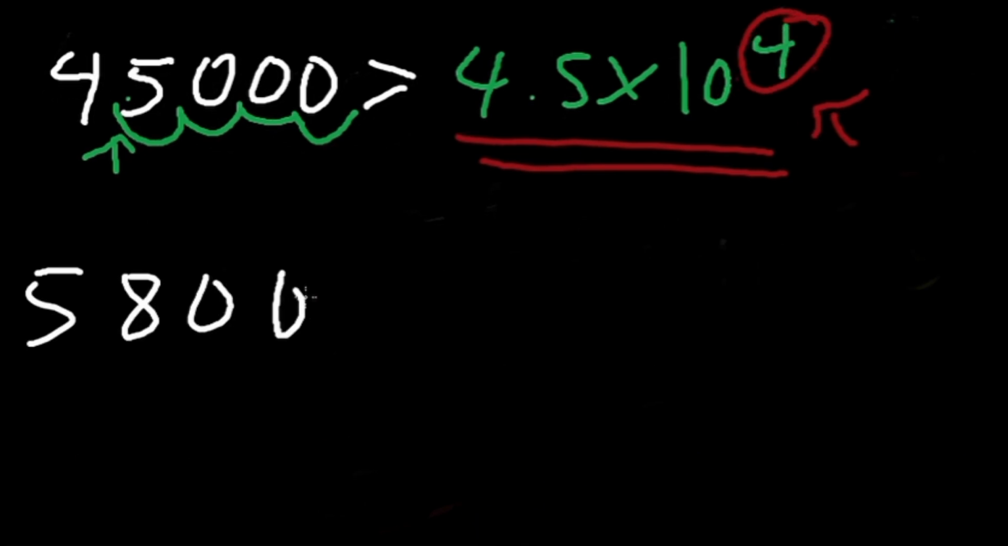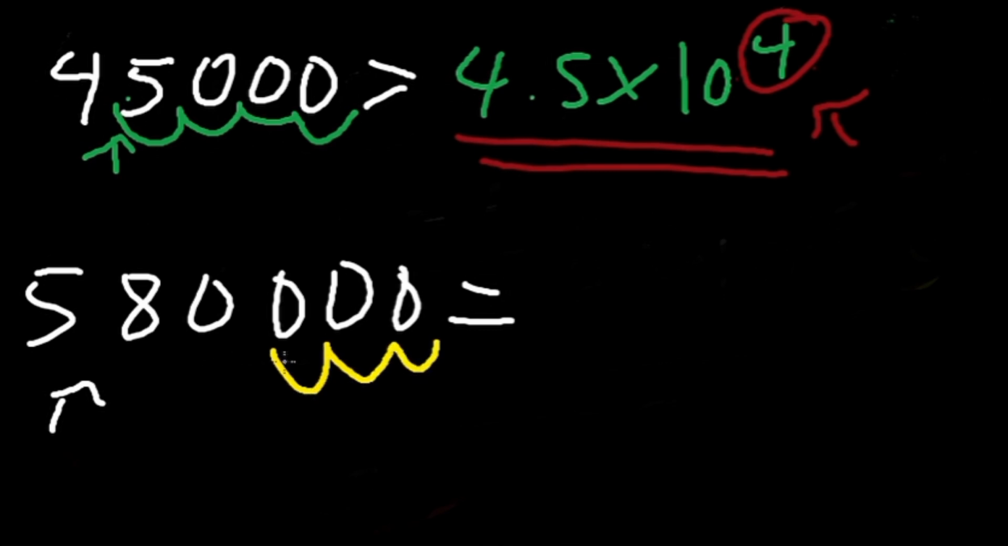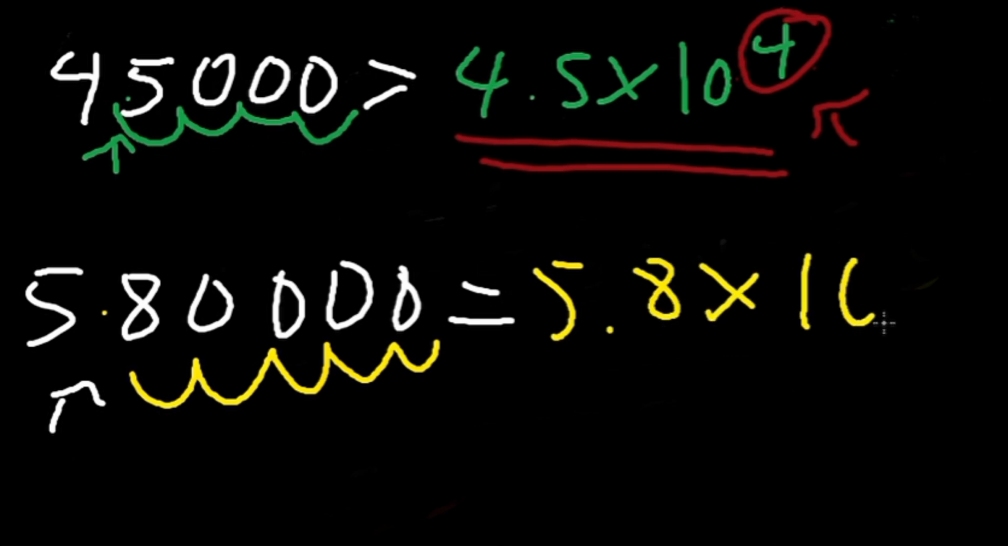Let's work on one more example. 580,000. We're going to put a decimal between 5 and 8. So 1, 2, 3, 4, 5. 580,000 is equal to 5.8 times 10 raised to 5. That's a very simple way to express very large numbers using scientific notation.